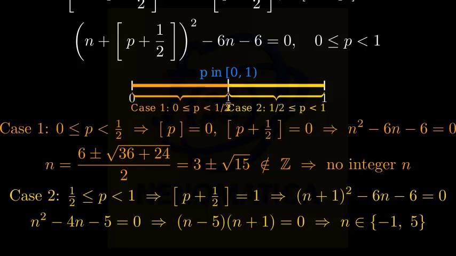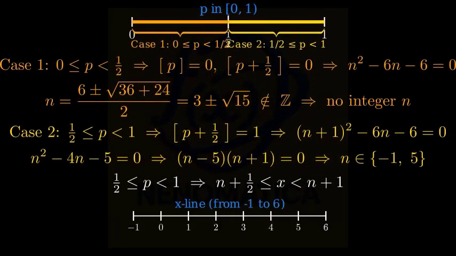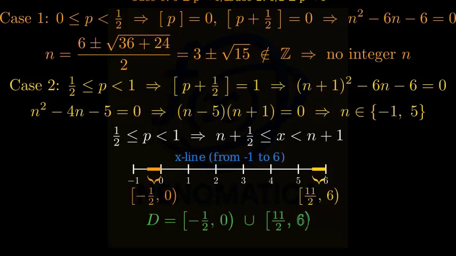Now translate case 2 back to x. Since x equals n plus p, and p is between 1/2 and 1, we have n plus 1/2 is less than or equal to x, which is less than n plus 1. We will visualize these intervals on a number line for x, and then plug in n equals negative 1 and n equals 5. That gives x in the interval negative 1/2 to 0 for n equals negative 1, and x in the interval 11/2 to 6 for n equals 5. Combining both intervals from case 2 gives the complete solution set. We have the union of the intervals from negative 1/2 to 0, and from 11/2 to 6.